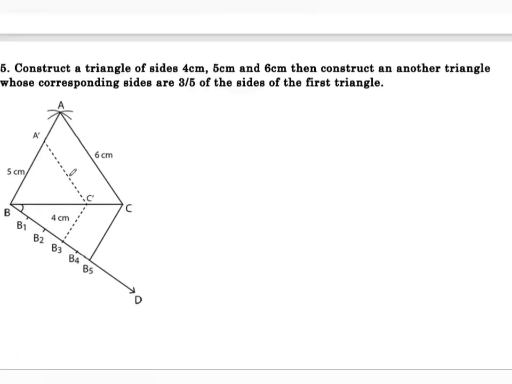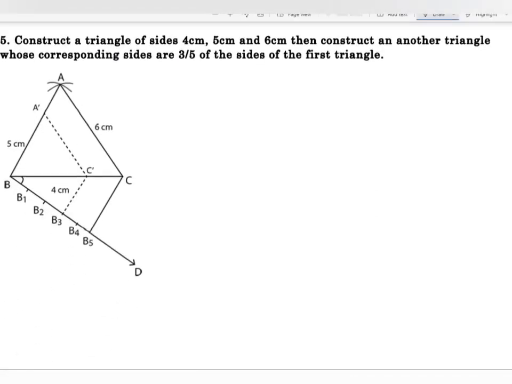Moving to the 5th question. Construct a triangle. 4-mark question. You students are very lucky to get this question for 4 marks. You can easily score 4 marks. Construct a triangle of sides 4 cm, 5 cm and 6 cm. Then construct another triangle whose corresponding sides are 3 by 5 of the sides of the first triangle.